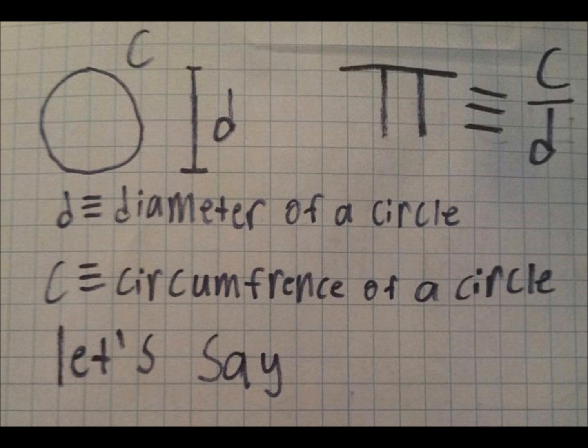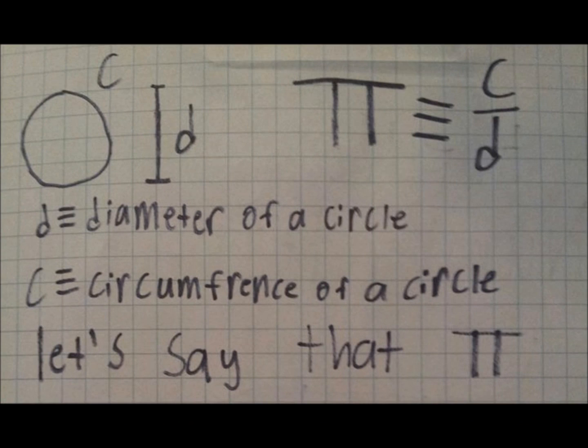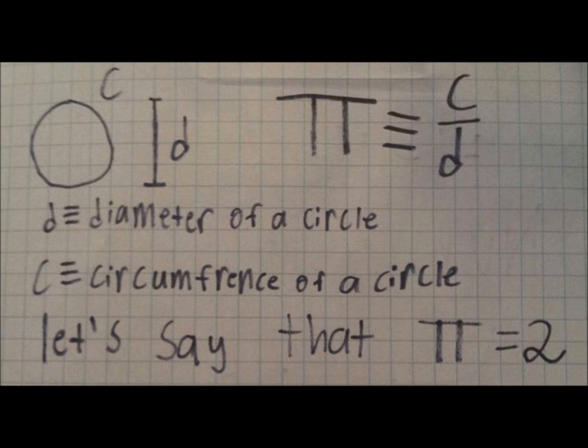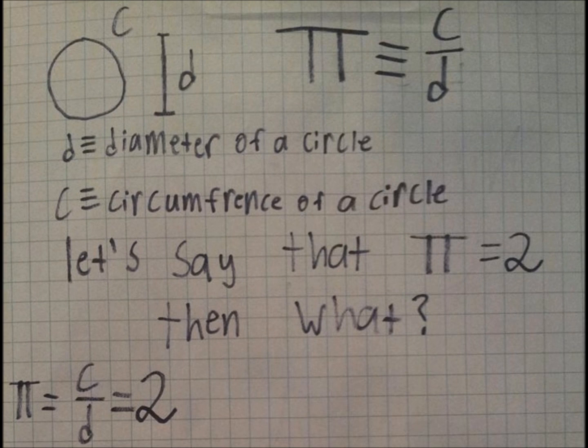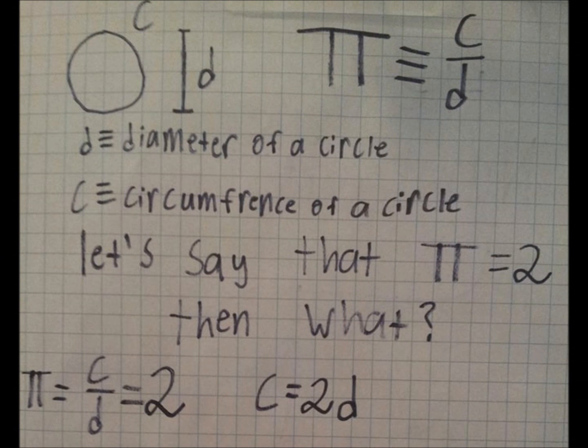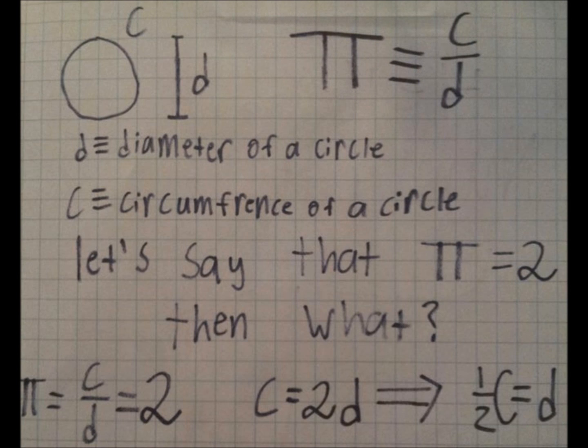So let's say that pi equals 2. Then what? So pi is equal to the circumference divided by the diameter, which we are saying is equal to 2 in our special case. So this would mean that the circumference is twice the diameter, and then that half the circumference is equal to the diameter. But wait a second, what does this mean?